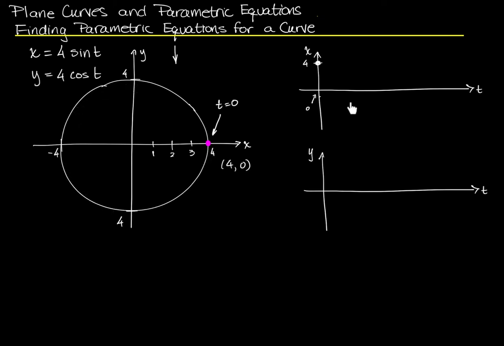And what does that look like on a graph like this? Well, if it starts at 4, goes down to negative 4, and then back up to 4, and then down to negative 4, and then back up to 4, and so on, it looks like a cosine graph. In fact, specifically, it looks like the graph of 4 times the cosine of my input variable t.